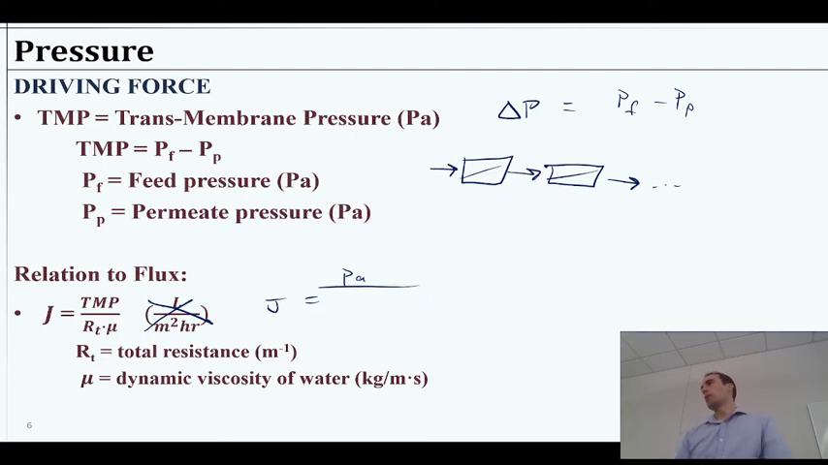This total membrane resistance is in per meters, so we have meters to the -1 here. And then we have dynamic viscosity of water, which is kilograms per meter per second. Then, I need to remind myself, what are the terms of pascals? Newton per square meter? Is that right? What are the technical units? I should know this, right? We all agree I should know this. So I'm going to look this up to remind us all.